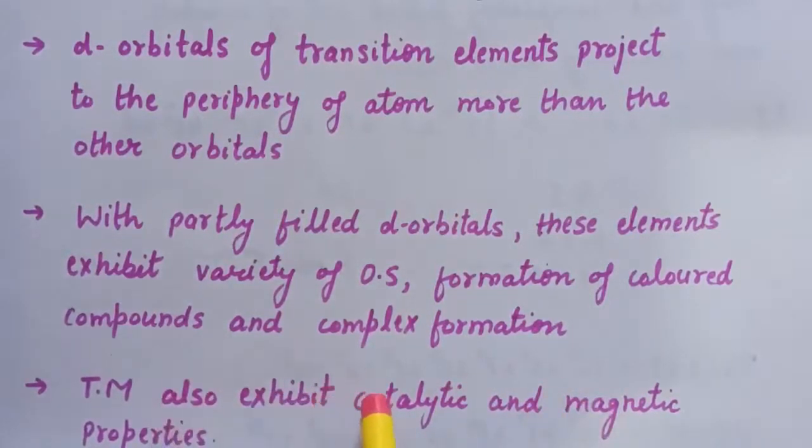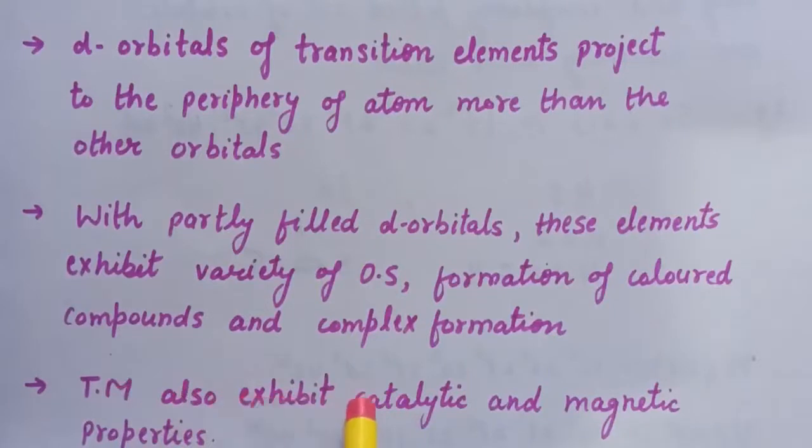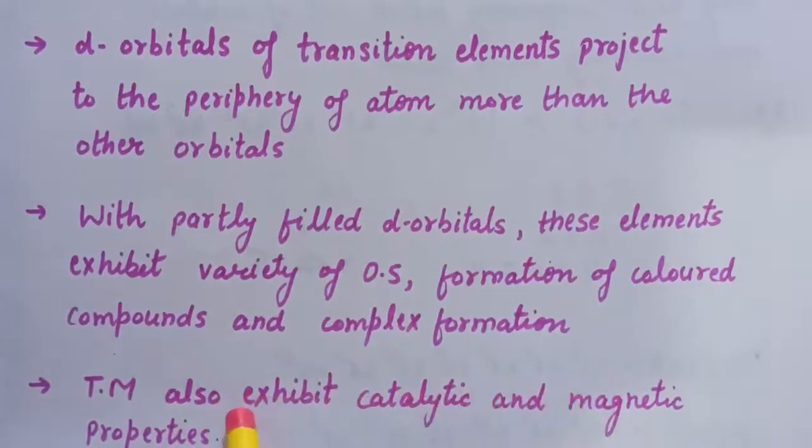For example, in p block elements we discussed the contact process, and in that process we used vanadium pentoxide for the formation of sulfuric acid. In one step that catalyst is used, and vanadium is a transition metal, so transition metals exhibit catalytic and magnetic properties. This we will discuss later in detail.